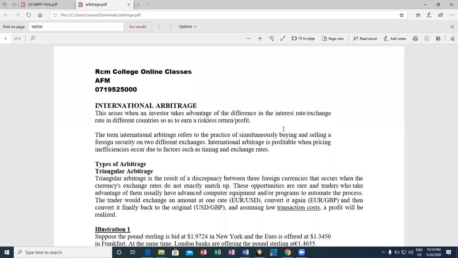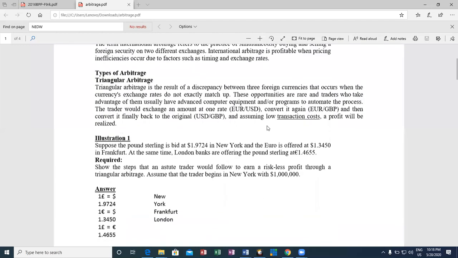For me, ladies and gentlemen, if you're writing there, what I would want you to write, which is very important for your exams, are the types of international arbitrage. Number one, we have what we call triangular arbitrage. Triangular shape, I know you remember how it looks. A triangle has three sides. And then number two, we have the locational arbitrage. And then lastly, ladies and gentlemen, we have the covered interest arbitrage.